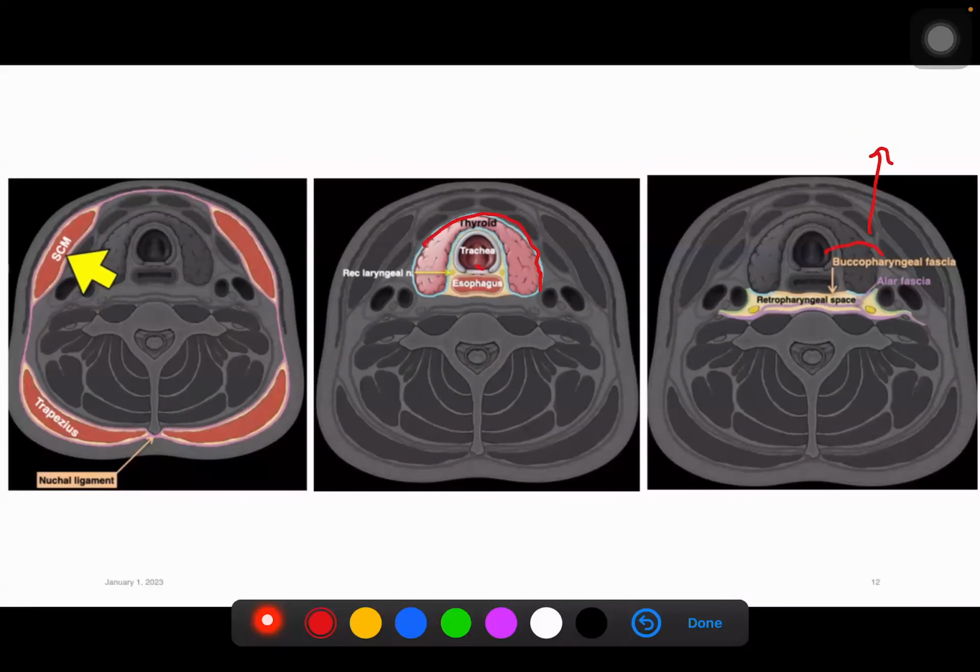From its name, it will in part envelope the buccinator muscle and the other part the pharyngeal muscles, forming a layer outer to the constrictor muscles, which is a loose layer to allow movement of the pharynx. Behind the buccopharyngeal fascia, there is the retropharyngeal space.